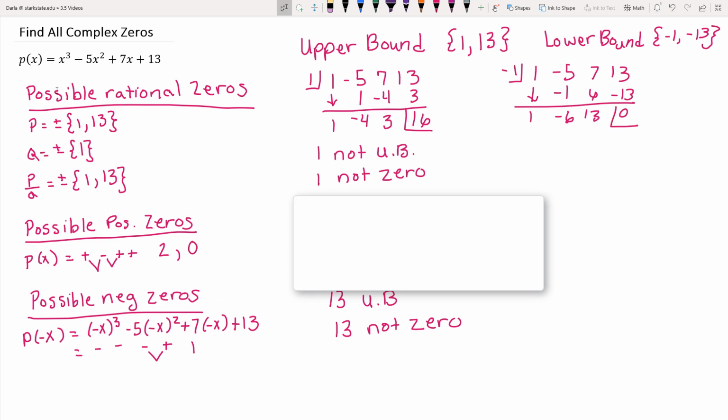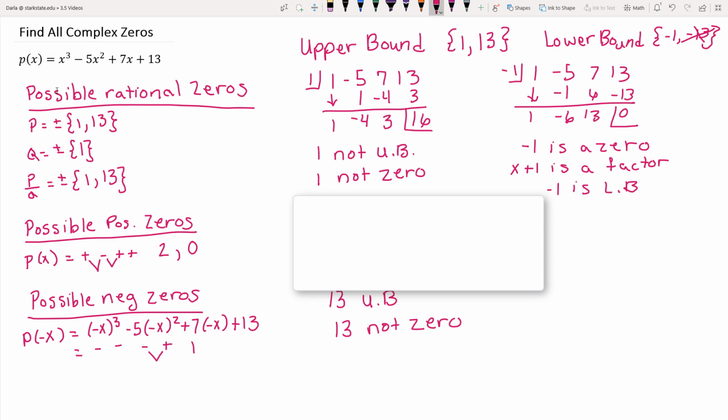And we see that -1 is a 0. And if -1 is a 0, that means x minus a -1, or x plus 1, is a factor. And we also see that -1 is a lower bound because we're alternating signs. You have a positive, negative, positive, and then 0 could take on a negative. So -1 is a lower bound as well. So we won't have to test -13 because it can't be a 0.